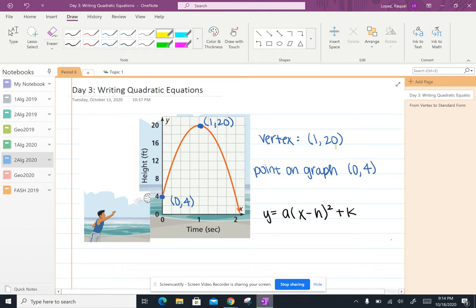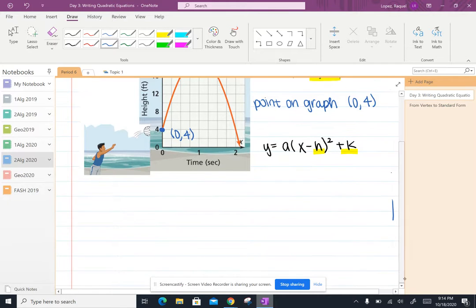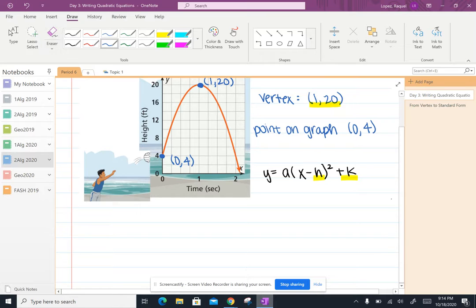So the first thing I'm going to do is plug in the values for my vertex in for h and k. So scroll down just a little bit. I'm going to have an equation that looks like this so far. I don't know what my stretch is, so I'm going to leave that as a. That's my unknown. I'm going to have y = a(x - 1)^2 + 20. Okay, I've substituted in my vertex.